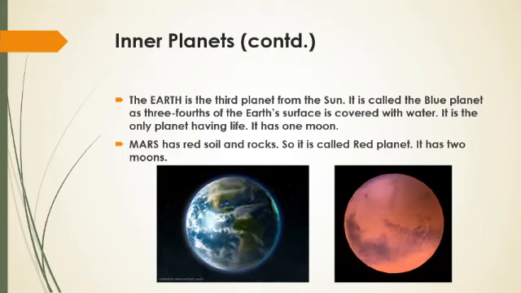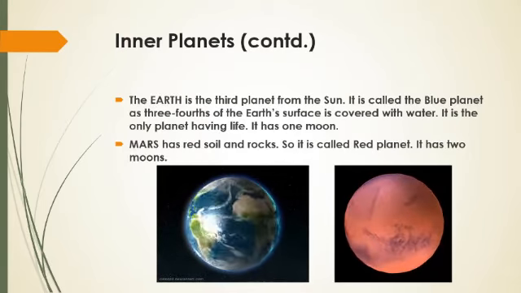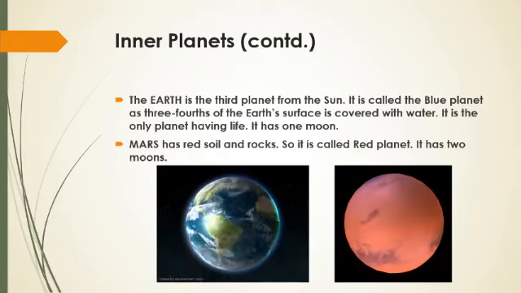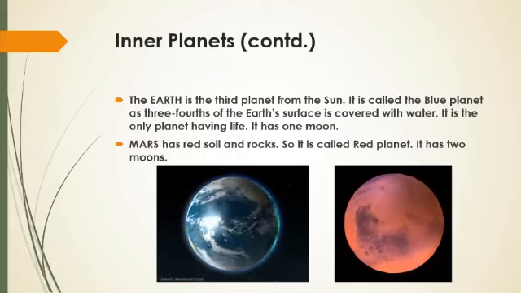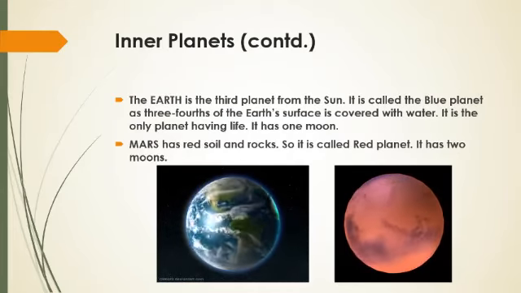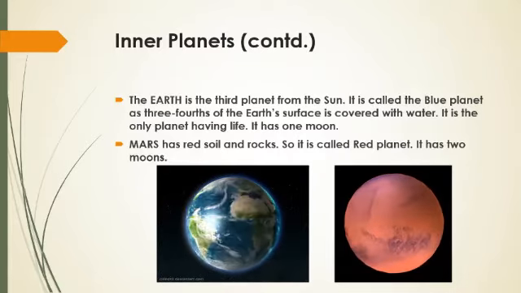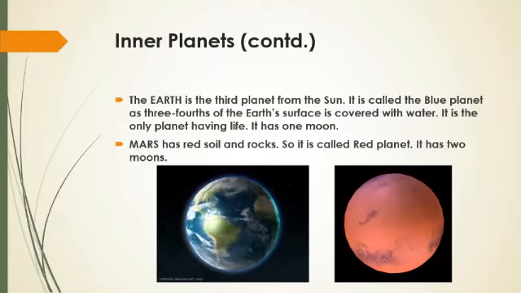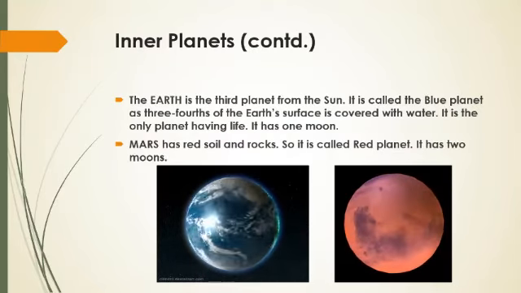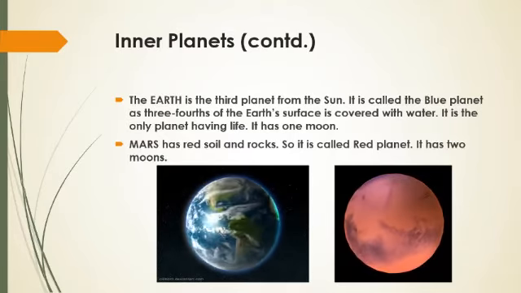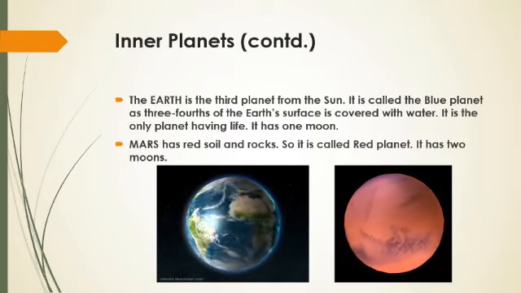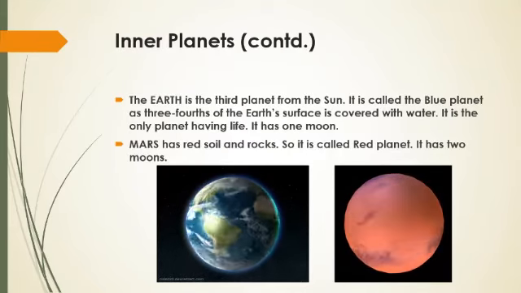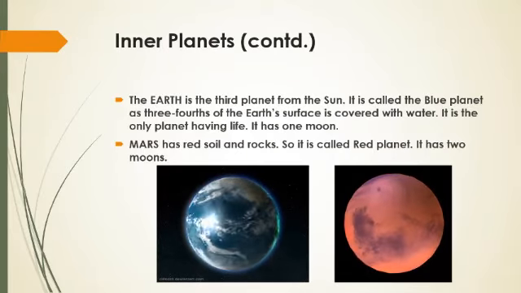Next children, which I think is the most important planet of the solar system, our Earth. The Earth is the third planet from the Sun. It is called the blue planet. Why? As 3/4 of the Earth's surface is covered with water. The Earth is the only known planet where there is life. It has only one moon. So children, keep it in mind that Earth is the only known planet having life and it is called the blue planet.